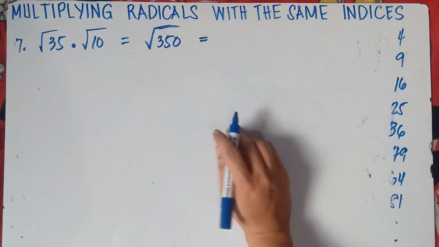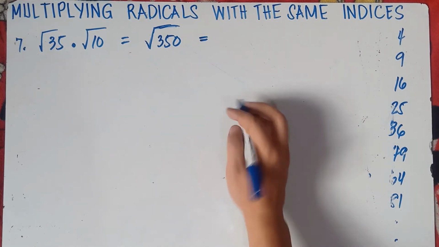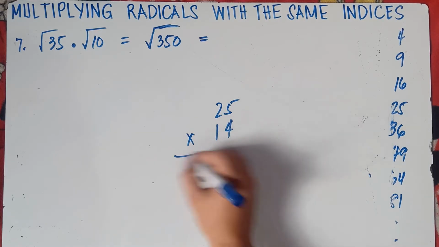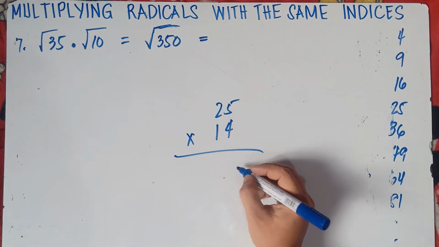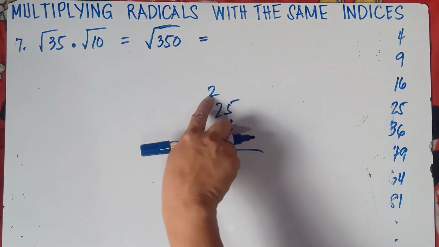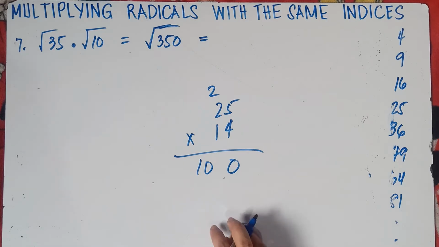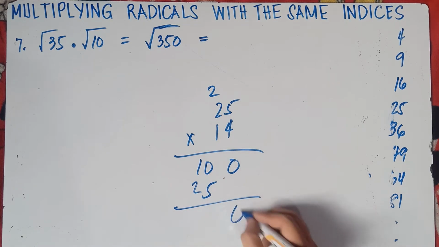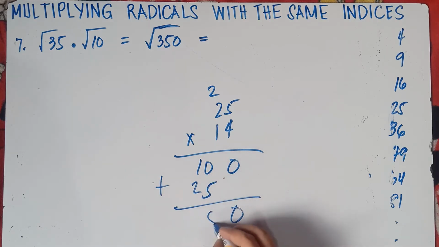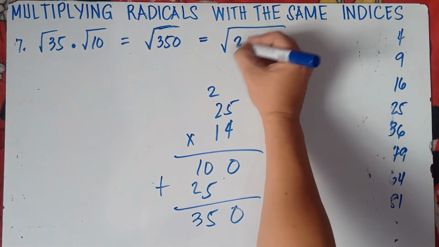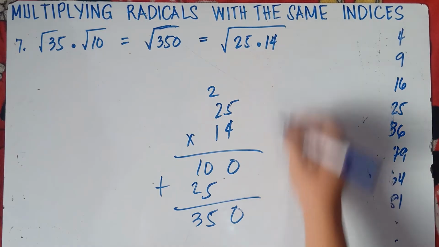Of course, we can simplify this one by, I think, 25 times 14, right? Let me check that one. 25 times 14. 4 times 5, that is 20. 0 carry 2. 4 times 2 is 8, plus 2, that's 10. 1 times 5 is 5. 1 times 2 is 2. So 0, add. 0 plus 5 is 5. 1 plus 2 is 3. 350. So we can simplify this one by the square root of 25 times 14.